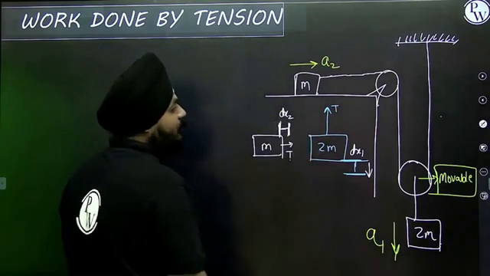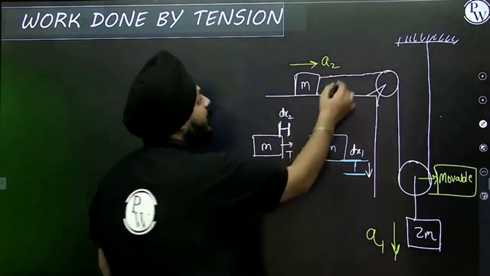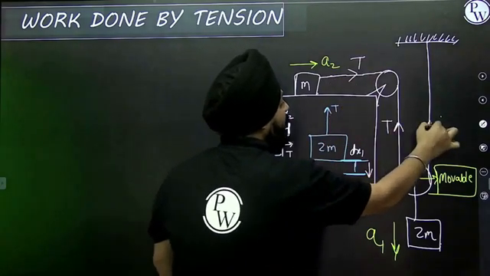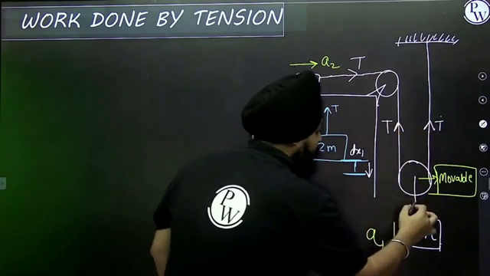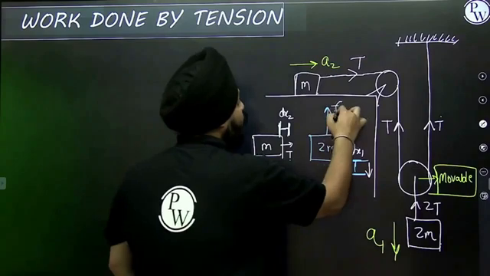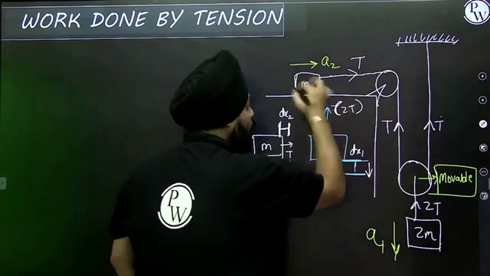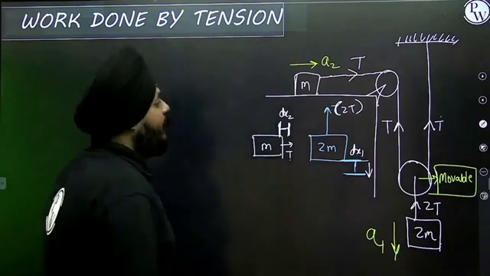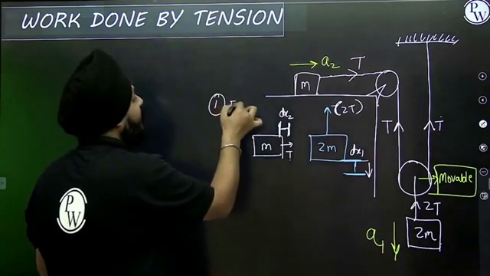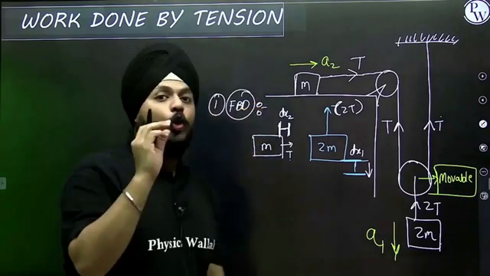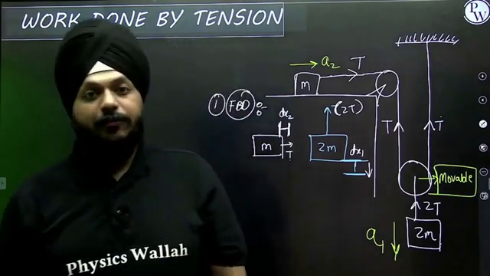So are the tensions in both equal? No. Suppose here the tension is acting as T, so here the tension is T, and this will be T. To balance the situation, here the tension will be 2T. So the first step is to draw the FBDs, right? First step is to draw the FBDs.